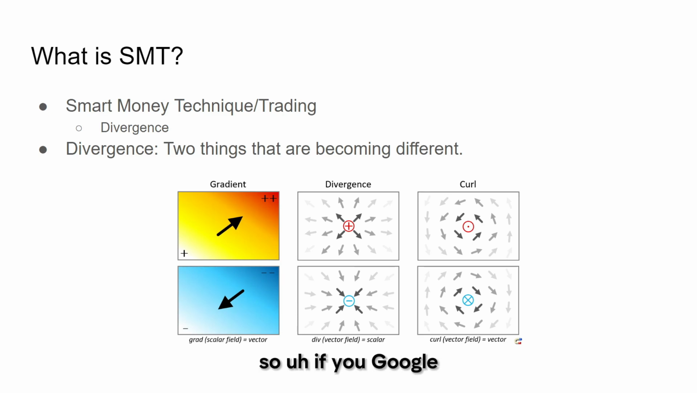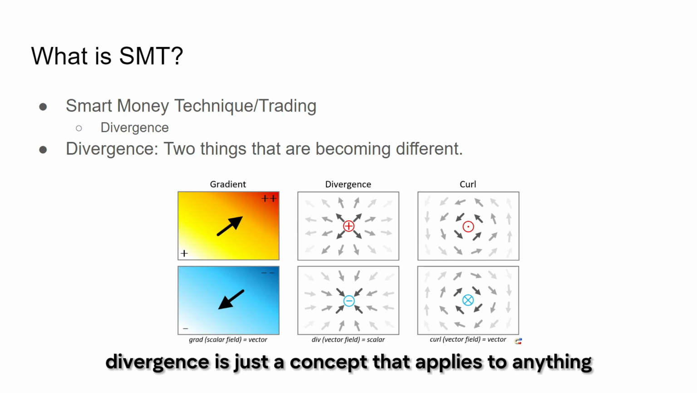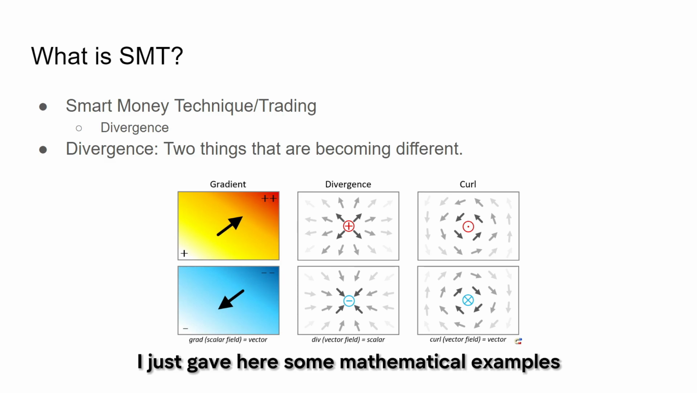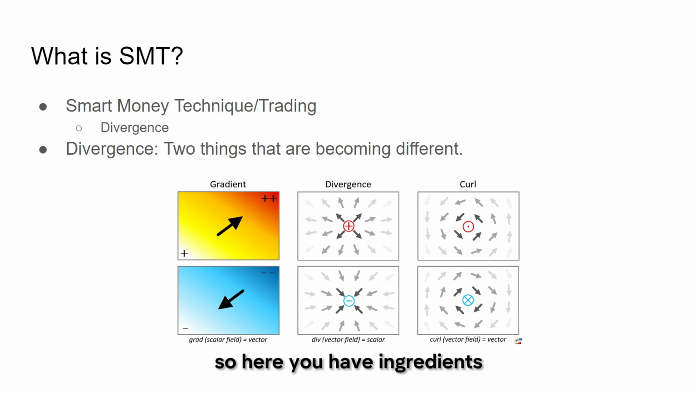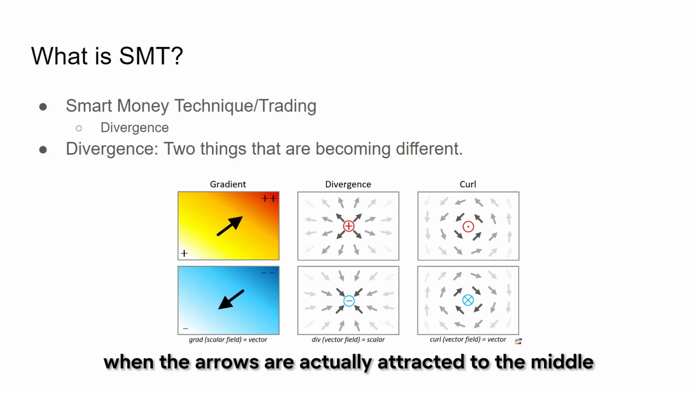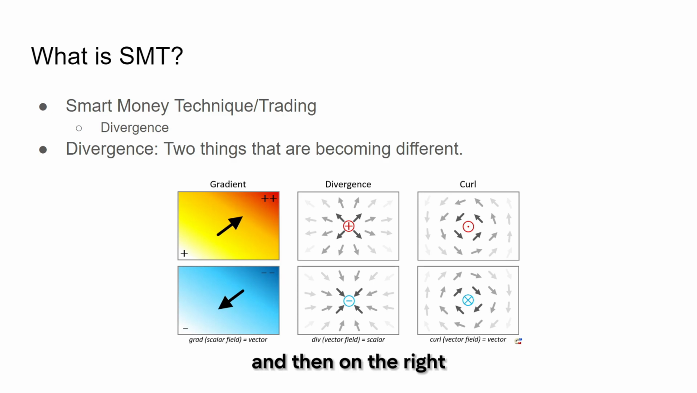If you Google divergence, it's just a concept that applies to anything. I just gave here some mathematical examples. Here you have a gradient: the one on the top is going right, the one on the bottom is going left. Then you have divergence where there's the plus sign and the arrows are going outward from the figure. And you have the one in the middle where the arrows are actually attracted to the middle. And then on the right, you have one turning counterclockwise, one turning clockwise. So yeah, that's what divergence means.